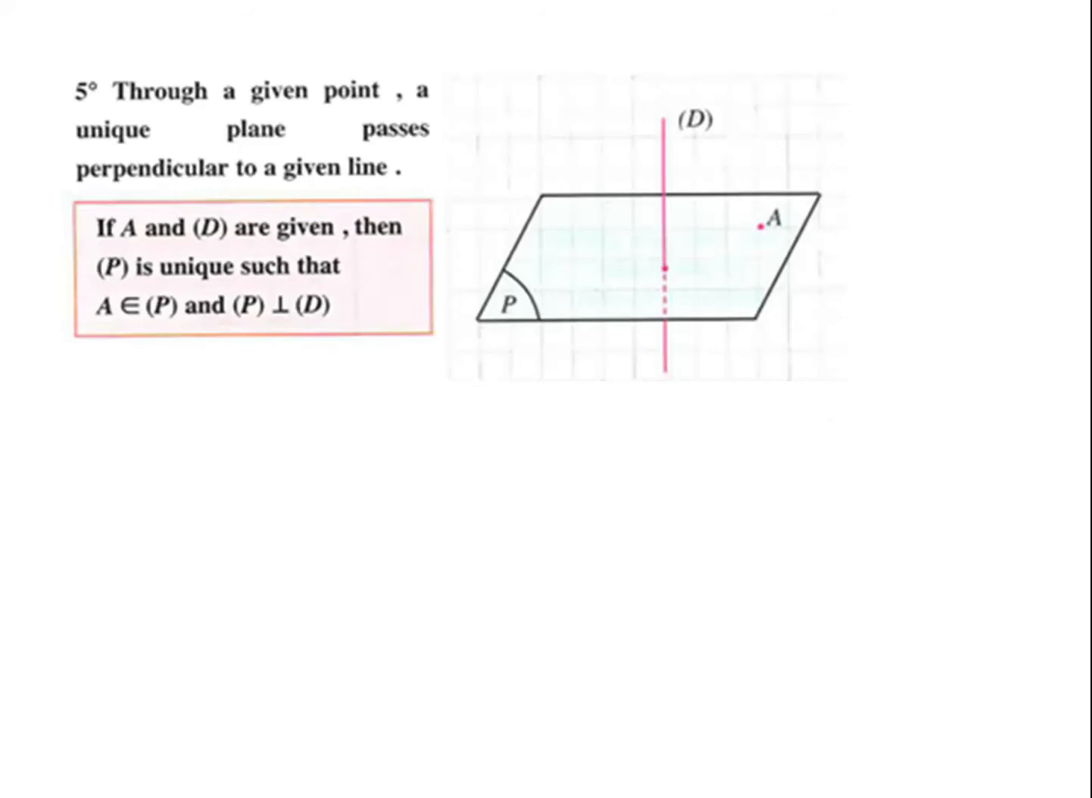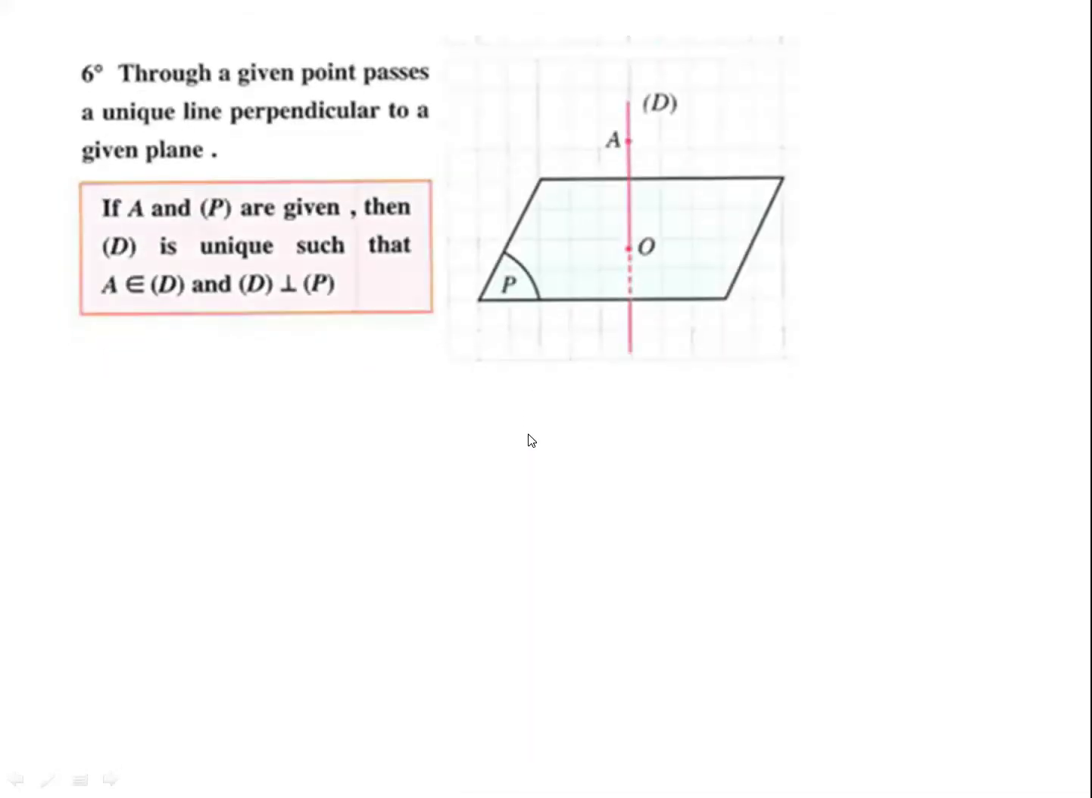Property 5: if we have point A and line D given, then there is one and only one plane that is perpendicular to D and passing through A. Property 6: if we have a plane B and point A given, then there is one and only one line that is perpendicular to the plane and passing through A.